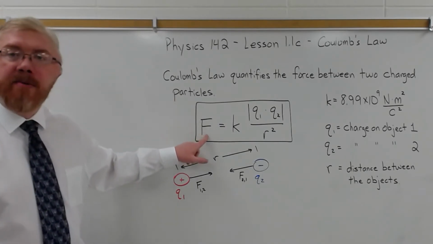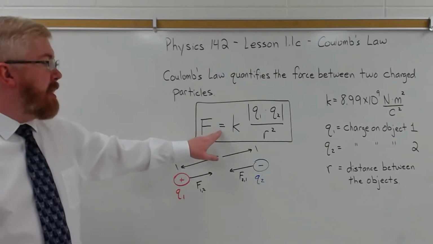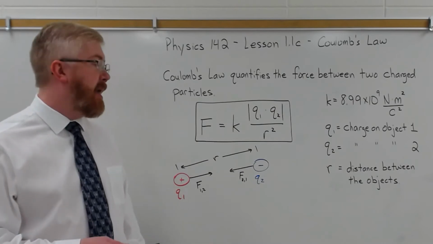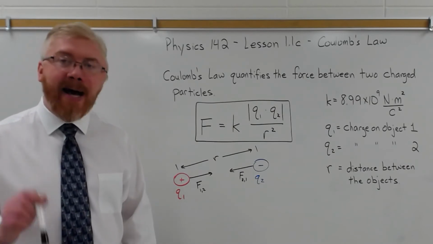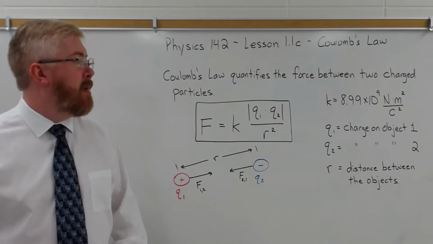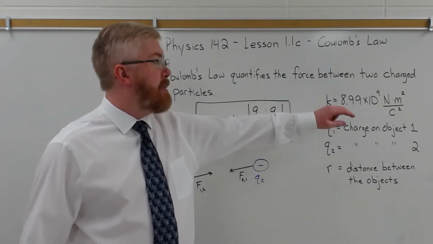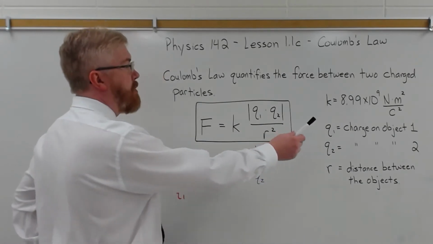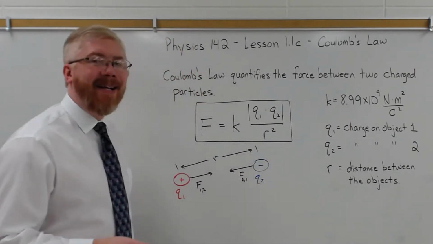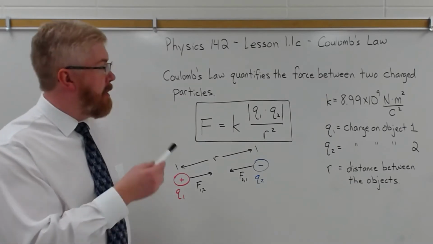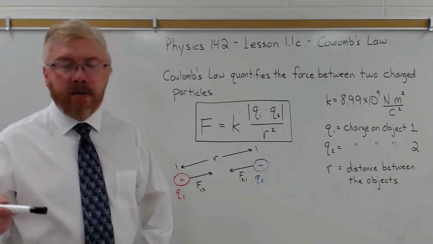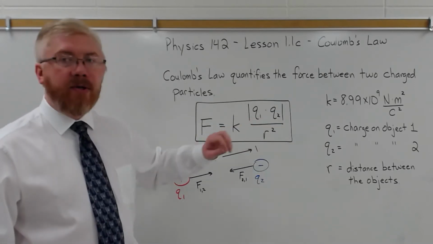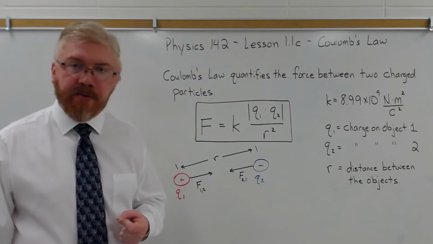The force between two charged particles is equal to lowercase k. Now, previously, last semester, we used lowercase k for spring constant. That's not what it's being used for here at all. Lowercase k is the electrostatic constant, if you will. It's equal to 8.99 times 10 to the 9th newtons per meter squared over coulombs squared. Q1 times Q2, those are the charges on each of the two objects.